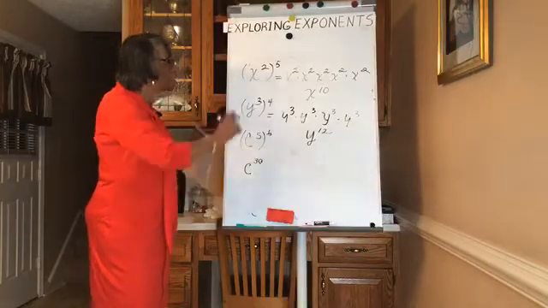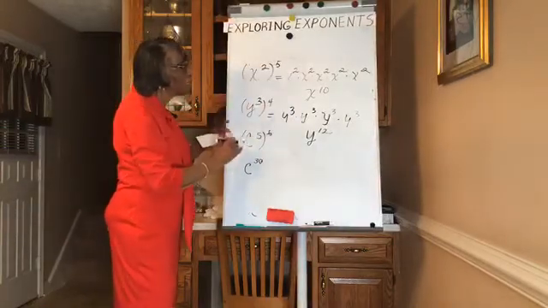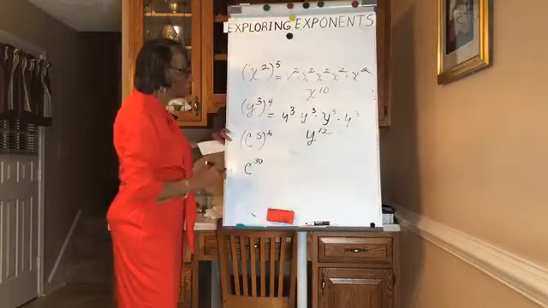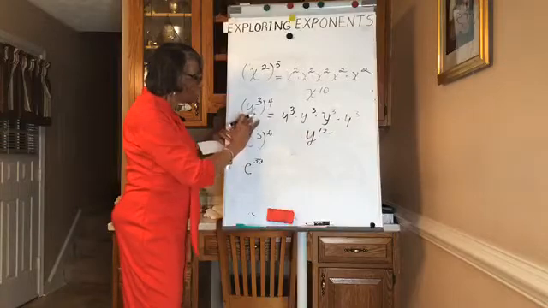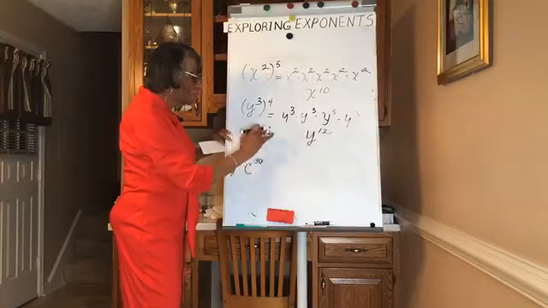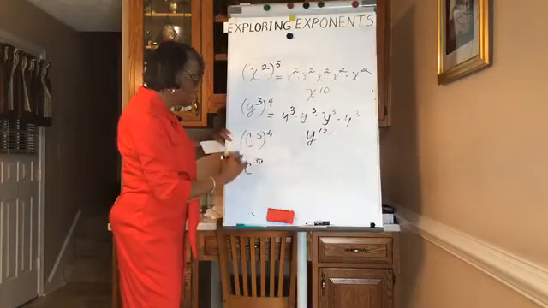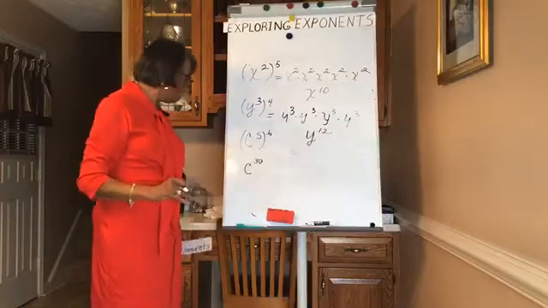Because going back, 2 times 5 is what? 10. So that's x to the 10th. 3 times 4 is 12. So that's y to the 12th. 5 times 6 is 30. So that's c to the 30th power.